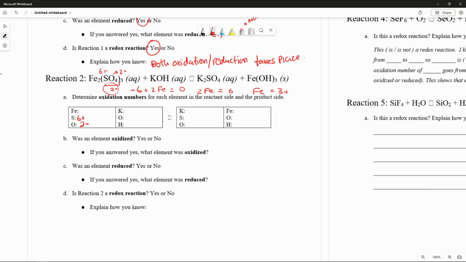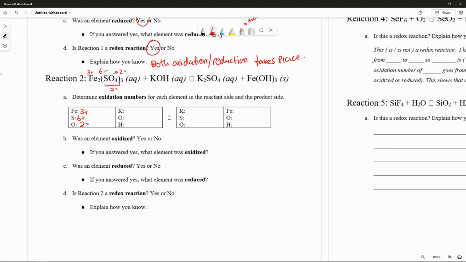Since this is a 2 minus times 3, which is a 6 minus, divided by 2, we get a single Fe, which is a 3 plus. Let me just erase this real quick. All right, so we know that is a 3 plus, and we got to write it down here, 3 plus.